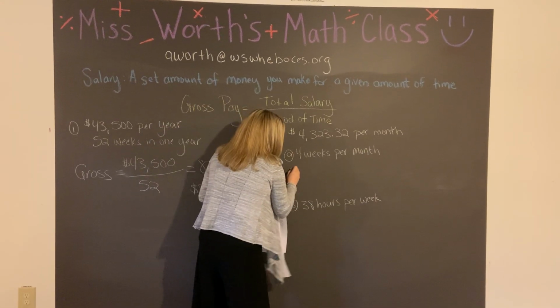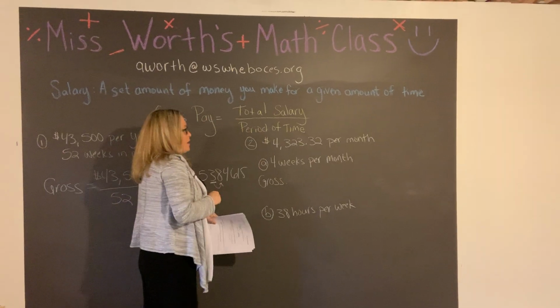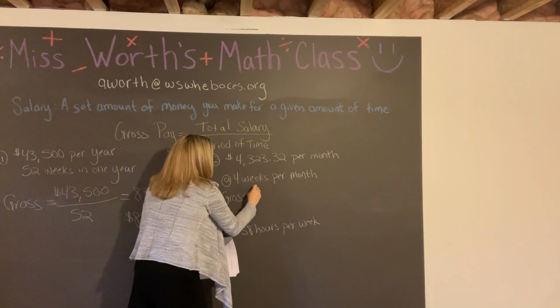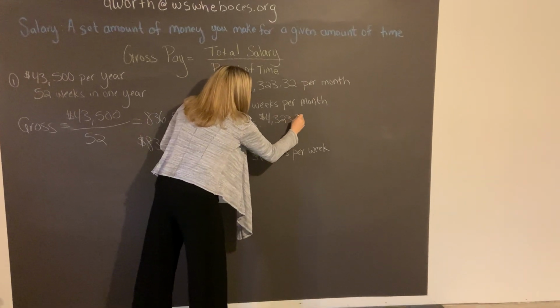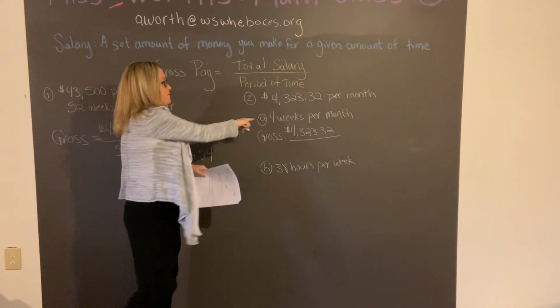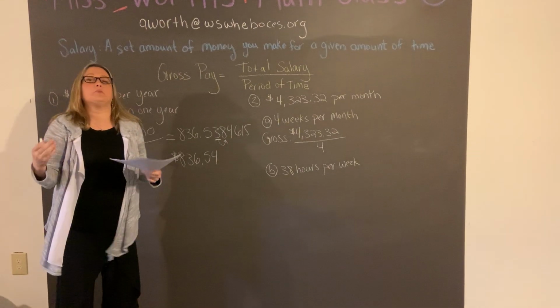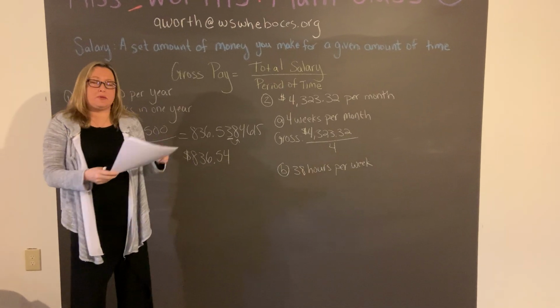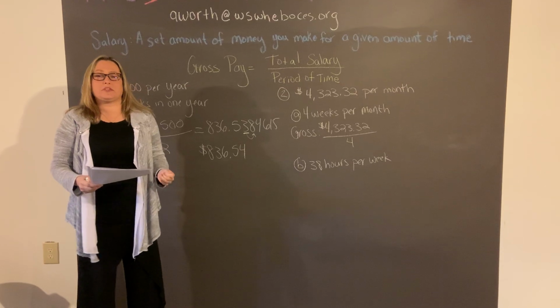Again, to figure out our gross, we are going to take how much he makes per month, which is $4,323.32, and divide it by 4. We want to figure out how much he actually makes per week, okay? Biggest thing with these problems is read them, maybe read them again, and see what they're actually asking.